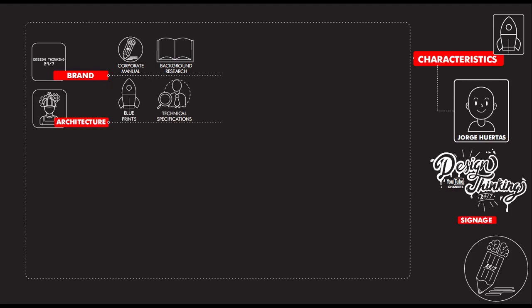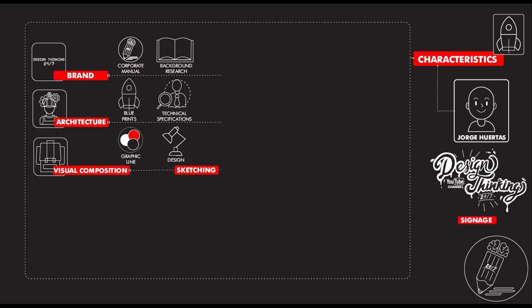After you do that, you have to have the architecture blueprints of the place. You have to have the technical specification. This means that you need to know where the walls are, where the lighting is, and start analyzing what can work and in which composition.